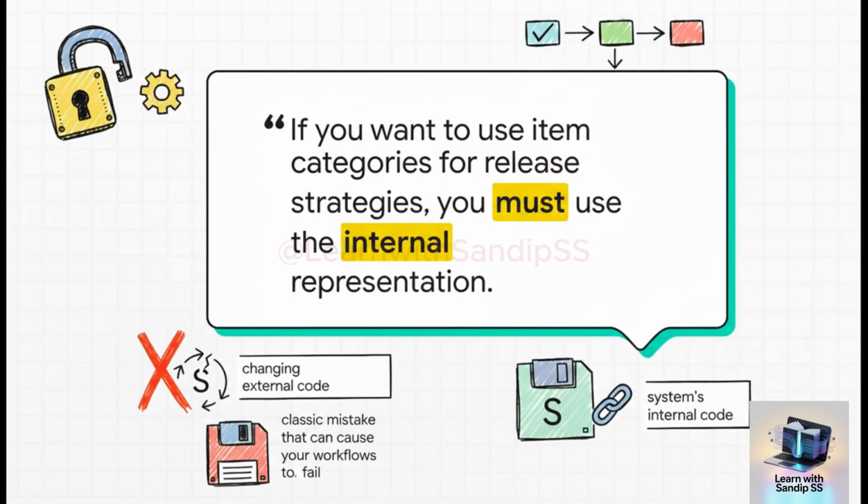Okay, this is a major pro tip, so listen closely to this one. In customizing, you can change the external code for an item category, let's say changing the letter S to something else. But when you're building advanced configurations like release strategies, which are basically your approval workflows, you have to use the system's original internal code. Forgetting this is such a classic mistake that can make your entire workflow fail.